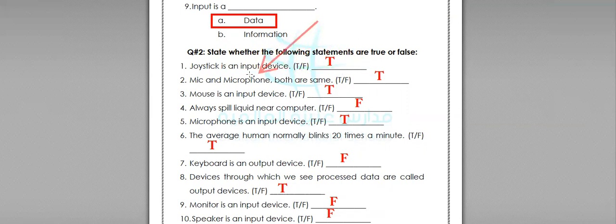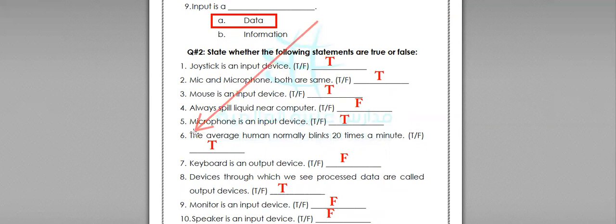It's true. Mouse is an input device. It's true. Always spill liquid near the computer. Means always throw the liquid or water near the computer. It's false. Microphone is an input device. Yes. The mic or the microphone takes your voice inside the computer or inside the speaker. So microphone itself is an input device.